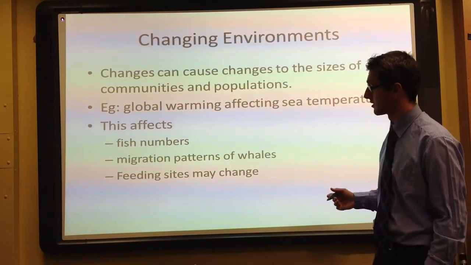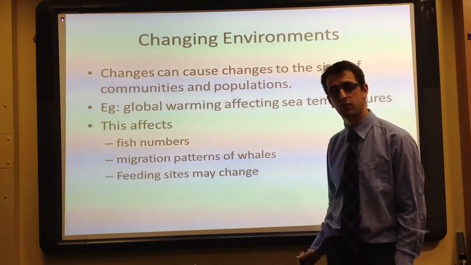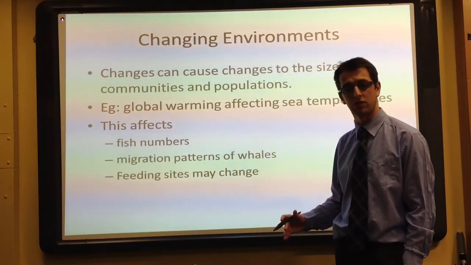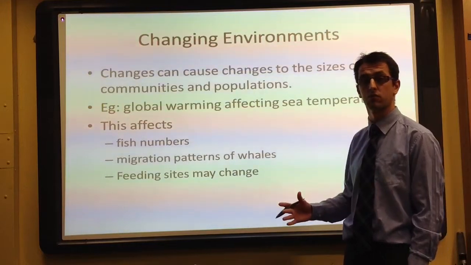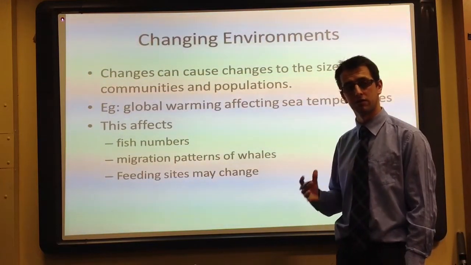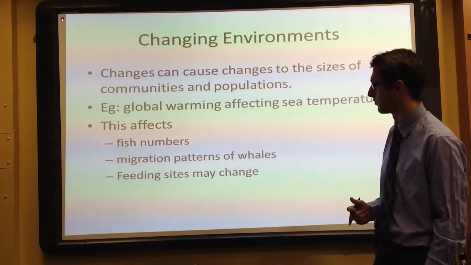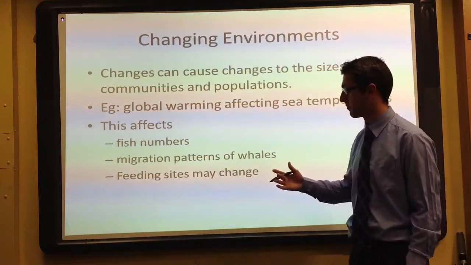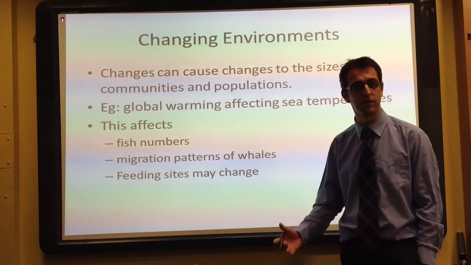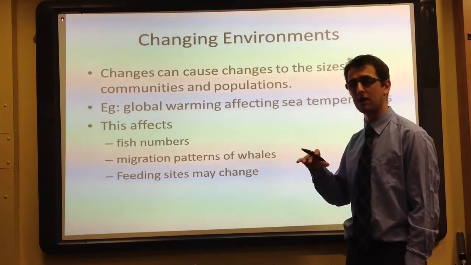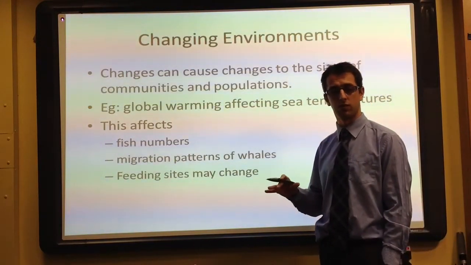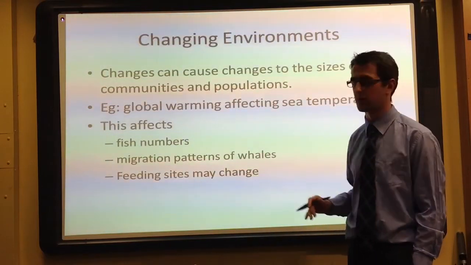Perhaps the changing sea temperatures might affect something like migration patterns of whales. If temperatures are changing in the waters, it might encourage them to move at different times of year or go to places where they would never have ordinarily gone because the temperatures are more suitable for them. Perhaps the feeding sites, whether it be for birds or for animals in the water. If temperatures are changing, again, they might encourage animals to take up residence in one place over another.